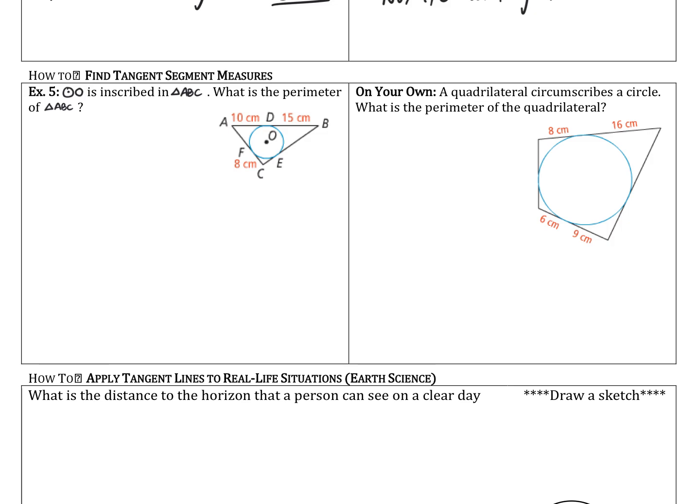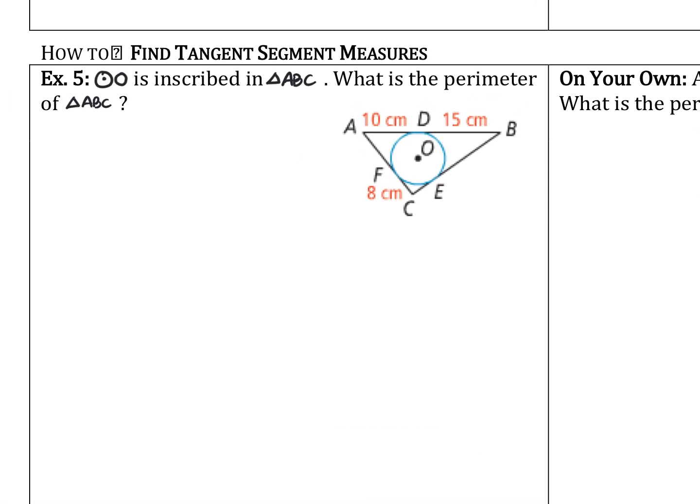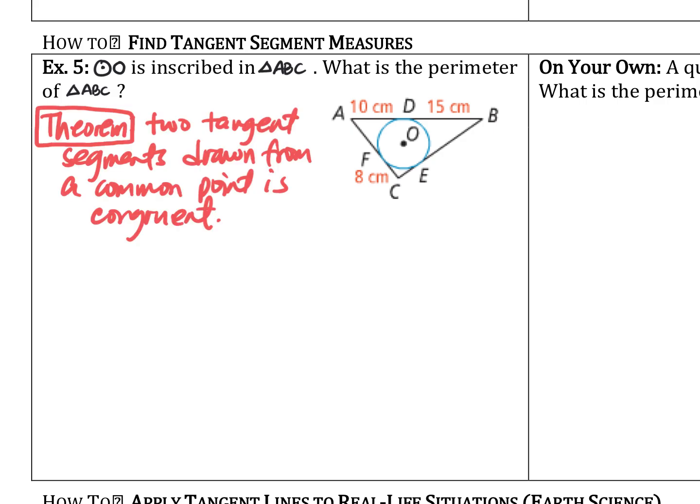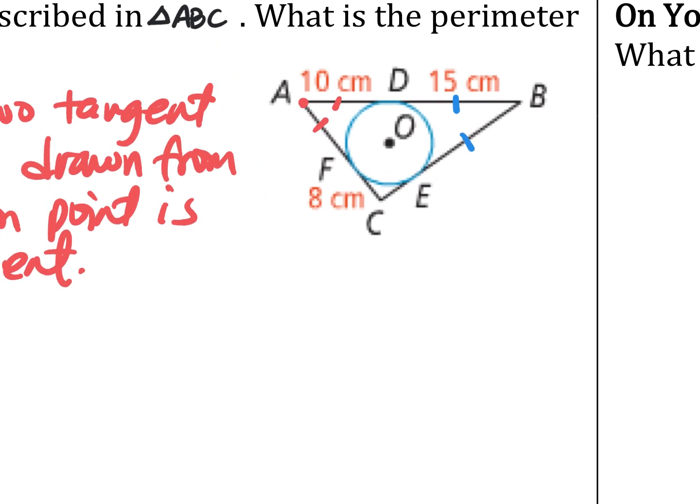Okay, this time let's find tangent segment measures. Example number 5. Circle O is inscribed in triangle ABC. What is the perimeter of triangle ABC? Now, let us remember the theorem that says that two tangent segments drawn from a common point are congruent. So if you're going to be looking at AF, AD, they have a common point. And we can say that these two segments are congruent, these two segments are congruent, and also if you're going to be looking at this one, they are also congruent in nature.